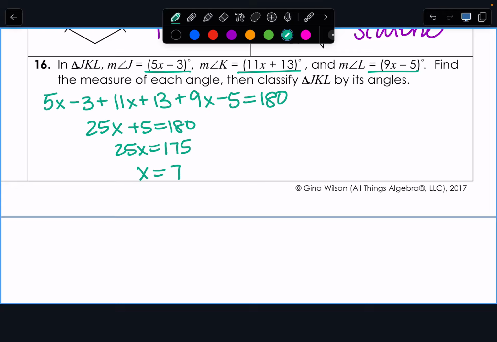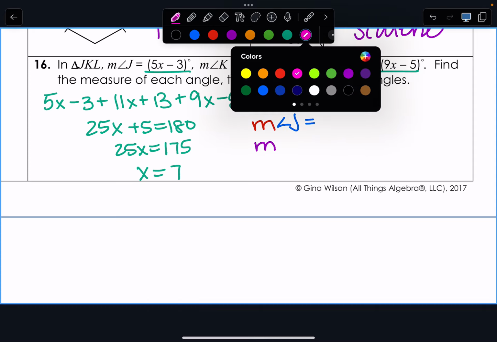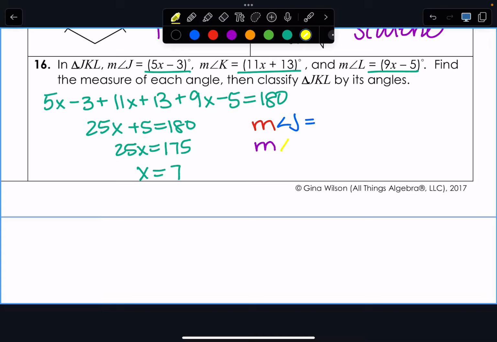X equals 7. Okay. If you are in the blue or red table, I would like you to find the measure of angle J. If you are in the purple or yellow table, can you find the measure of angle K? If you are in the teal or green table, could you find the measure of angle L? Ready, set, go.